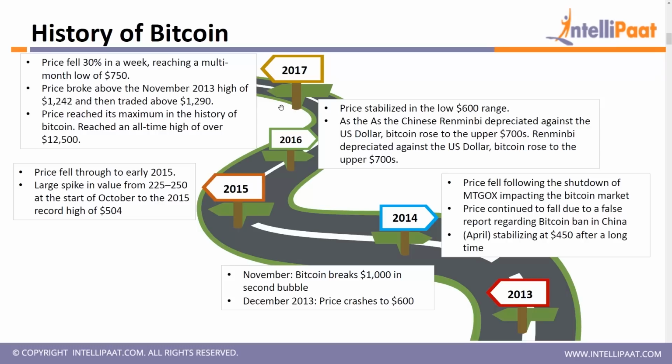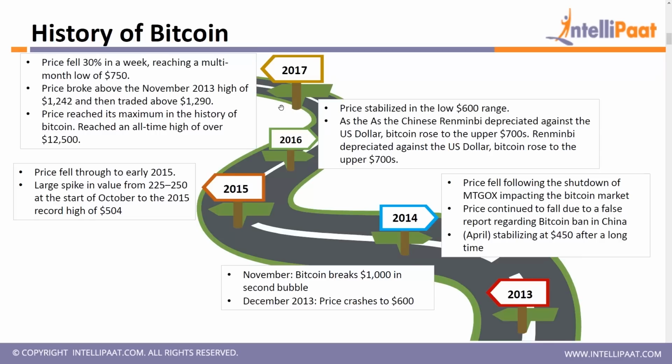In 2014, prices fell again following the shutdown of Mt. Gox, impacting the Bitcoin market. Bitcoin continued to fall due to a false report regarding a Bitcoin ban in China. There was various fake news around Bitcoin. People were not secure. False news was generated by the financial markets. It is online money, it's not secure, hackers are driving it, and so on. In April, it started stabilizing at $450 after a long time. After a long fall, it stabilized at $450 value.